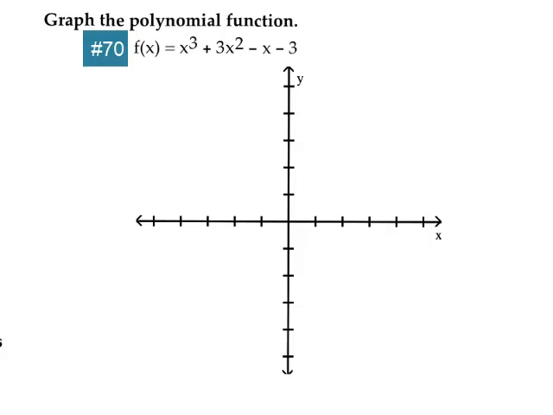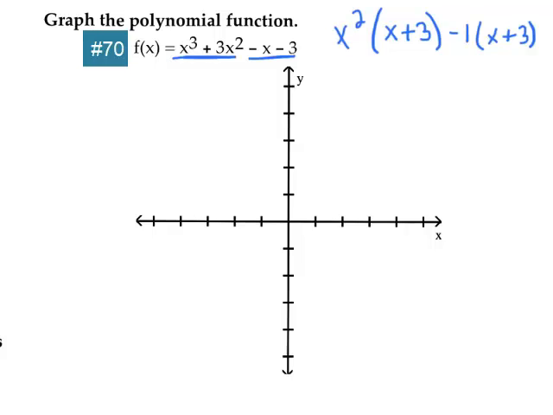Graph the polynomial function. So to do this, we need to factor by grouping. So we're going to look at this part and see what we can factor out. So from the first part, I can factor out an x squared, which gives me x plus 3 left over. The second part, we can factor out a negative 1, so that will change both of those to positive.